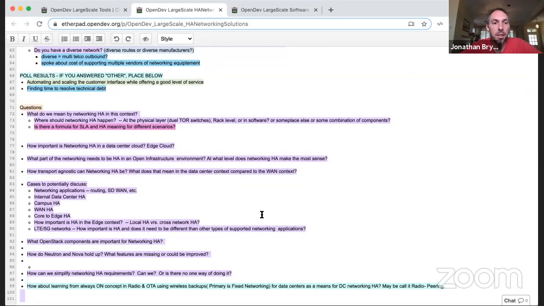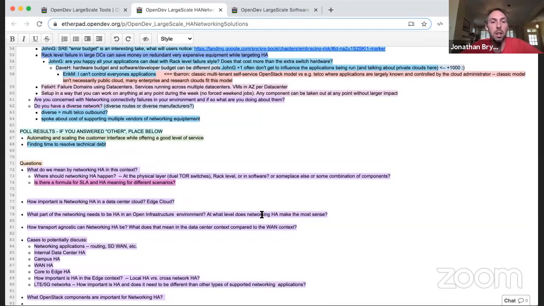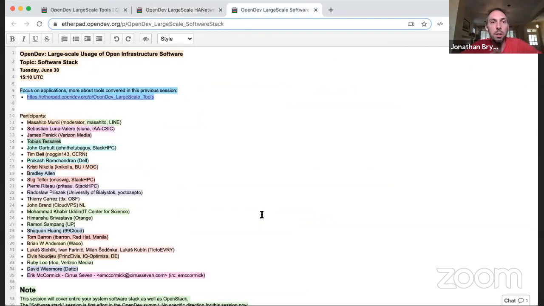There are some topics that we didn't have time for. So this is one that if you are interested in adding your thoughts, the Etherpad is still up. We did a poll in the third session, which was about the software stacks. And it seemed like people said upgrades and networking were some of their more challenging areas.